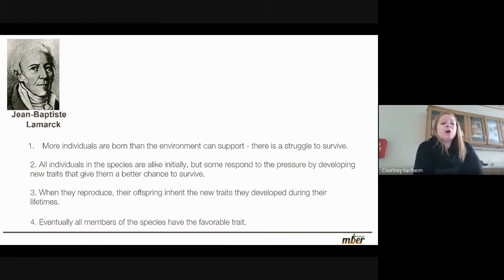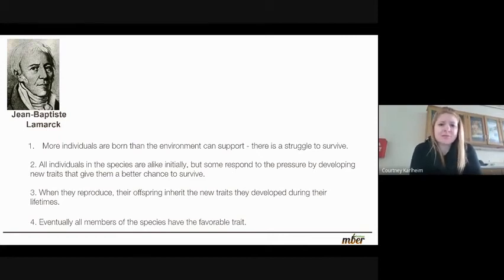So overall, Jean-Baptiste Lamarck made a model, and his went like this. Number one, more individuals are born than the environment can support, so there's a struggle to survive. Second step is that all individuals in a species are alike at the beginning, like when they're born or at the beginning of time.